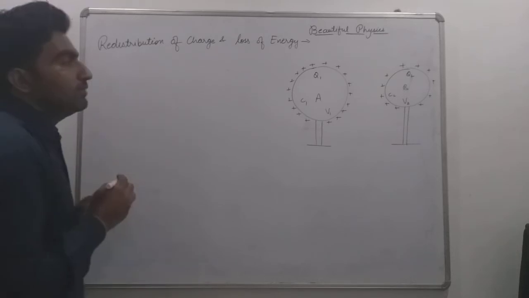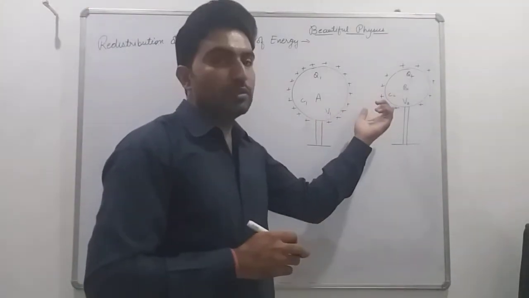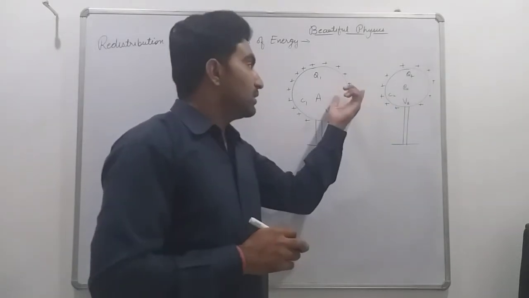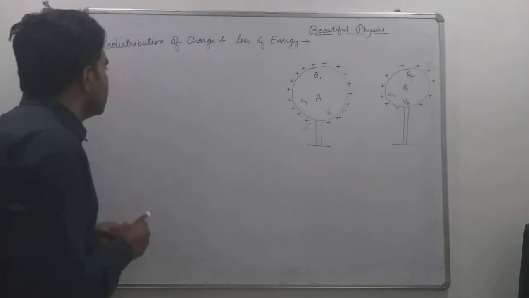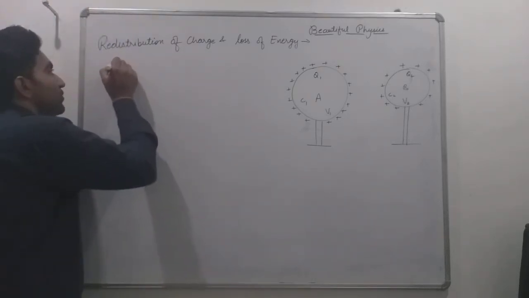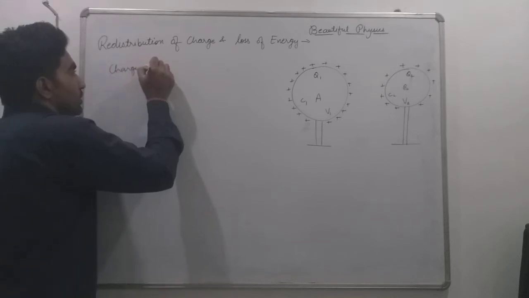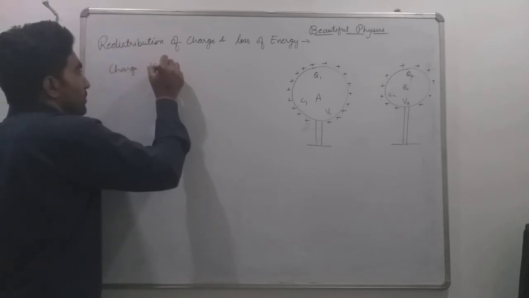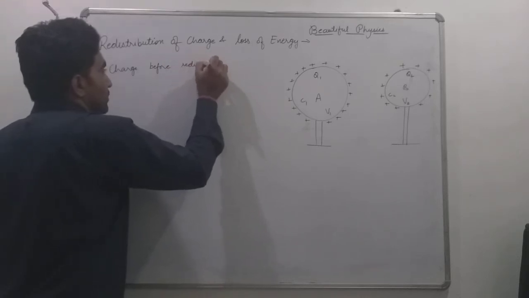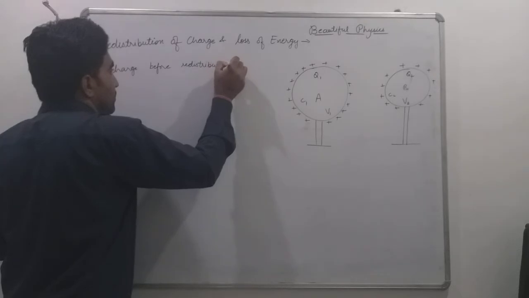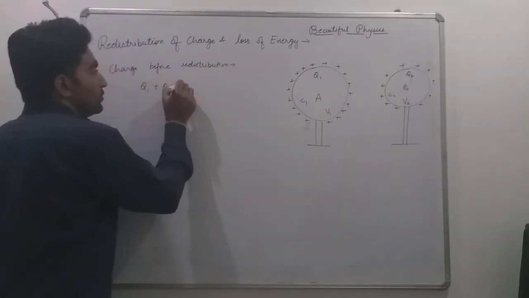So firstly we are discussing the case when there is no redistribution of charge, meaning both of the conductors are physically separated from each other. The charge before redistribution will be equal to Q1 plus Q2.